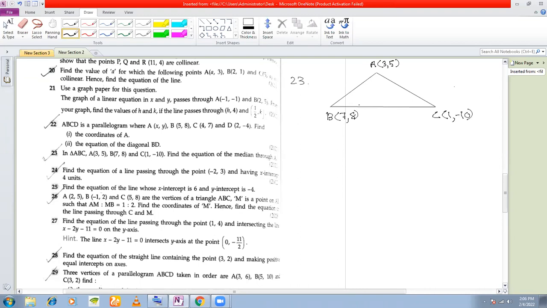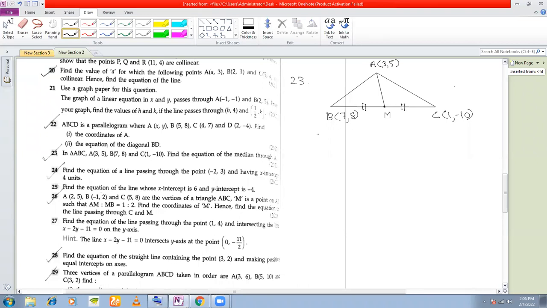Now, recall the definition of median. It is the line segment joining a vertex to the midpoint of the opposite side. So if I take the midpoint of B and C as M, and join the opposite vertex with this midpoint, this becomes the median. You need to find the equation of this median AM. This should be fairly easy, because if M is the midpoint, these two sides must be equal. You can find out the coordinates of M by midpoint formula.